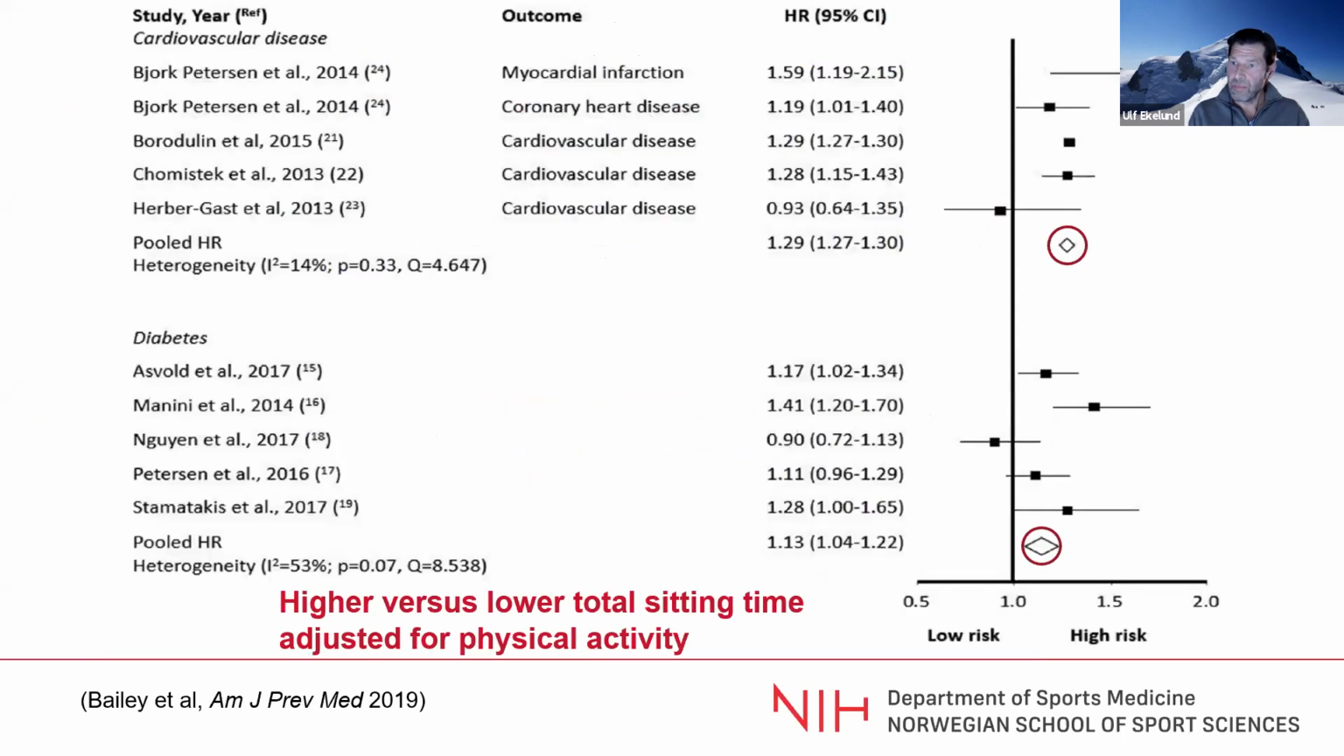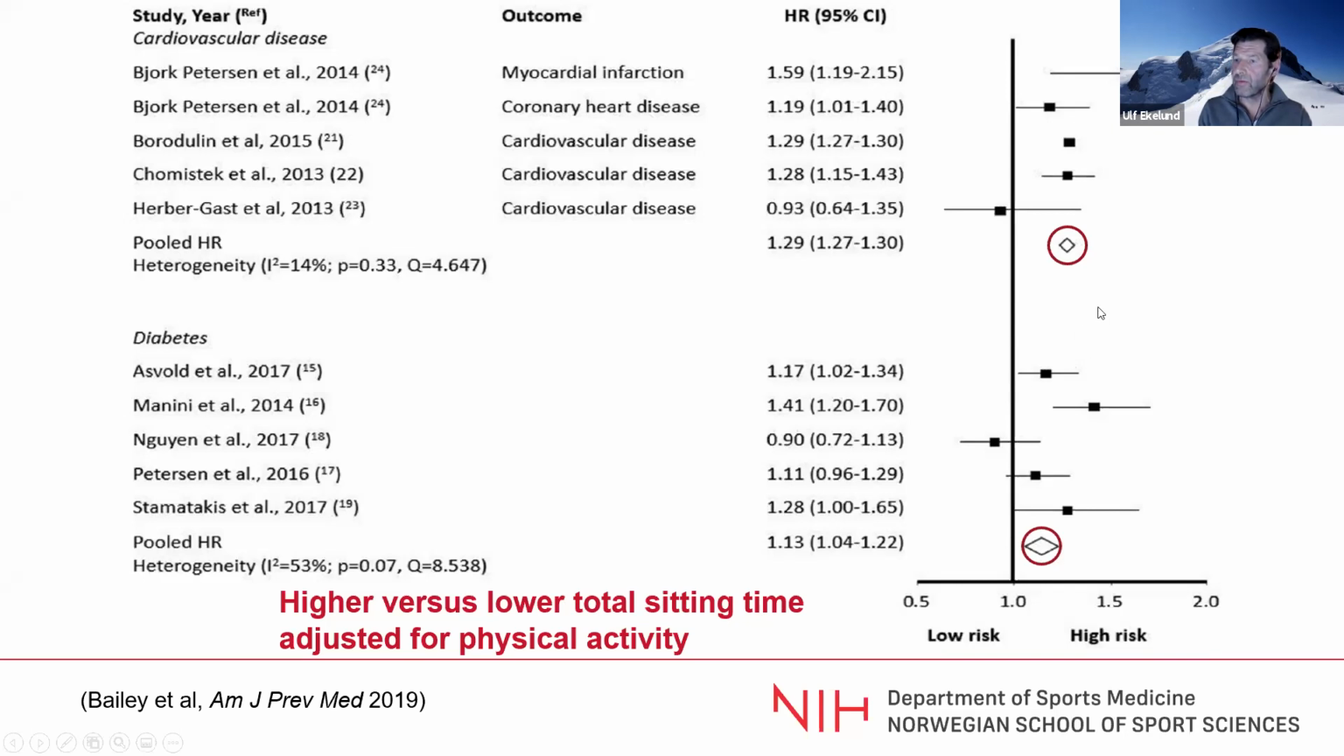In this study, again based entirely on self-reported data, they compared the highest sitting group with the lowest sitting group for each study, and then meta-analyzed the results from 5 studies looking at cardiovascular disease and 5 studies looking at type 2 diabetes. And again, all these studies adjusted their analysis for physical activity.